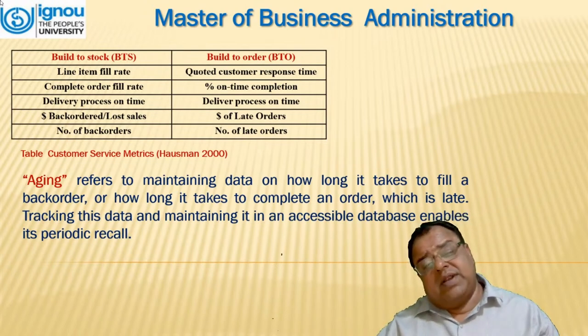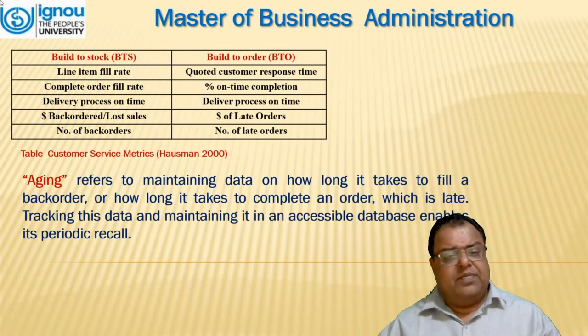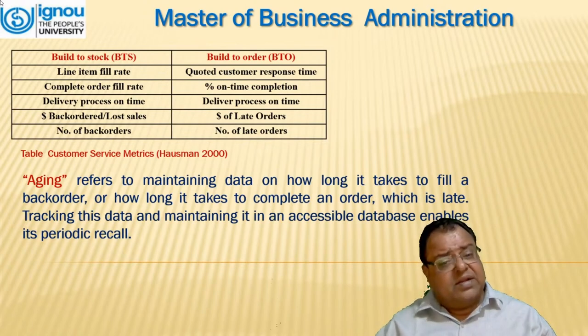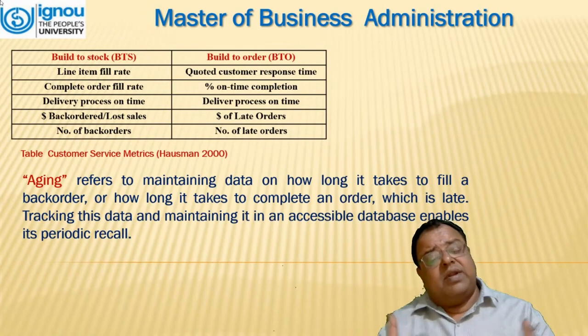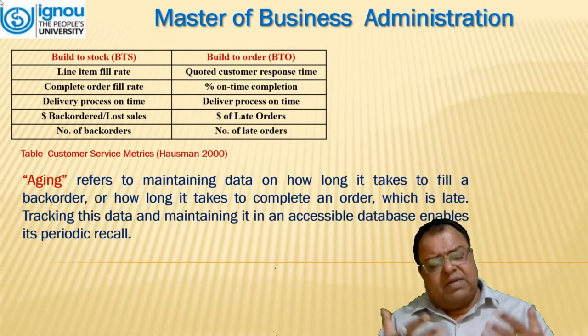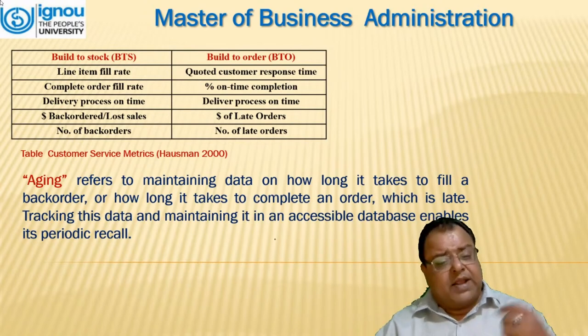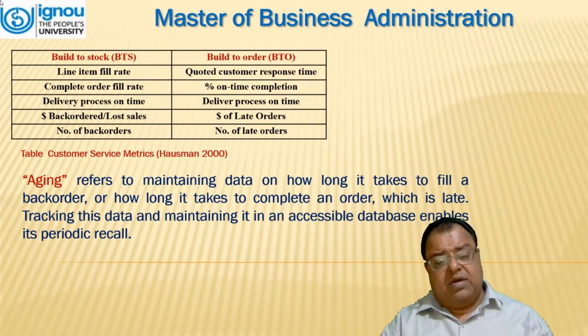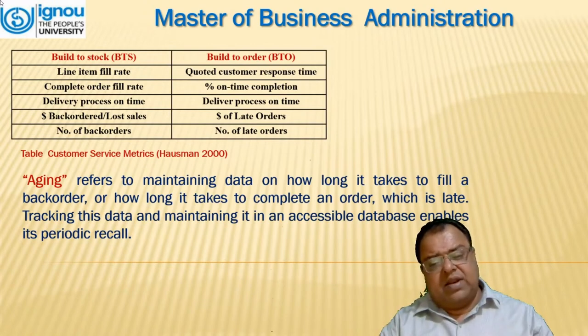And if we talk about build to order, there are quoted customer response time, percentage on time completion, delivery process on time, dollar value of late orders, and number of late orders. So you can see the difference between build to stock and build to order in terms of supply chain. Aging refers to how long it takes to fill that order, or how long it takes to complete an order which is late.